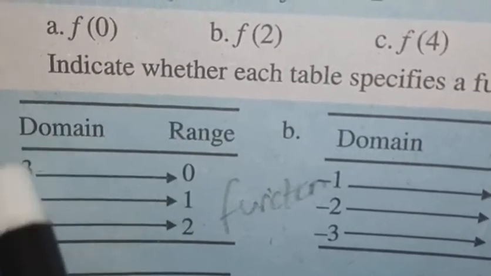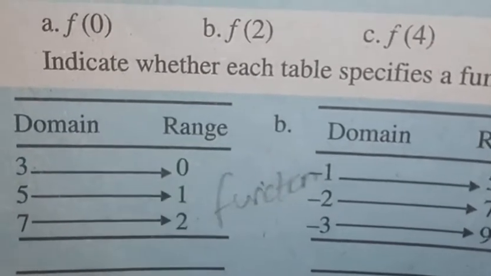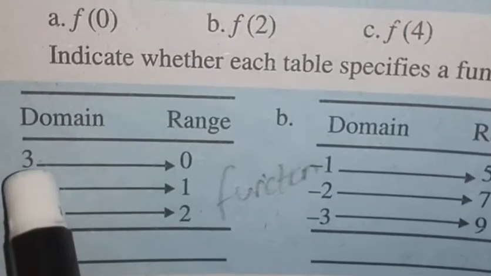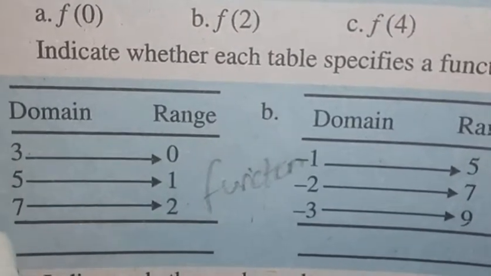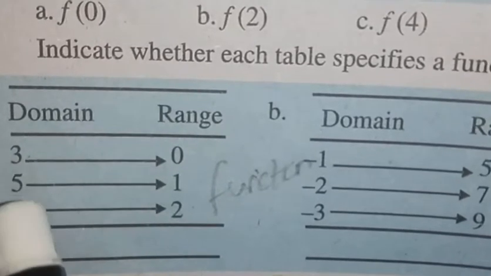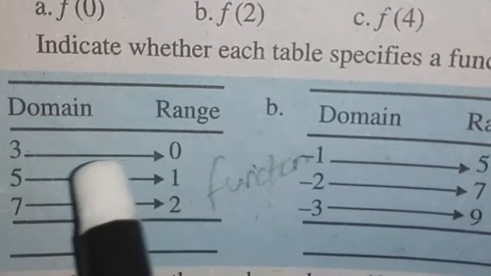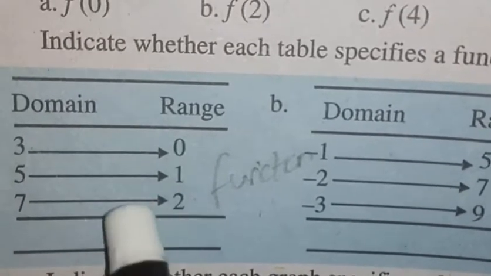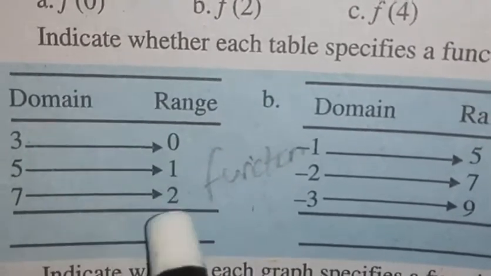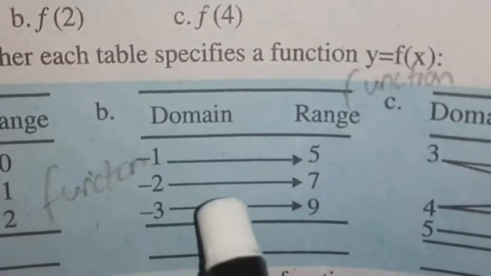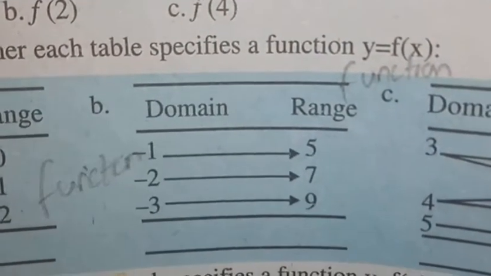into the function is called domain, and the value which the function gave us is called range. So look here, these are pre-images and these are images. For every pre-image there is a distinct image, there is a single line, so it is a function, it is one function. Look at this part second one, this is also one function.